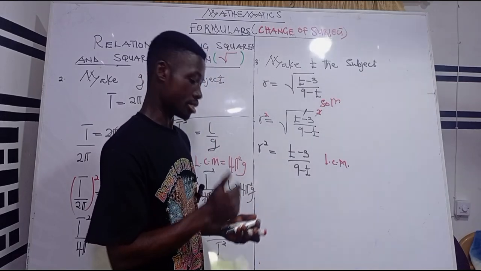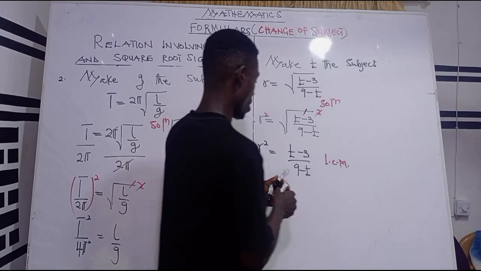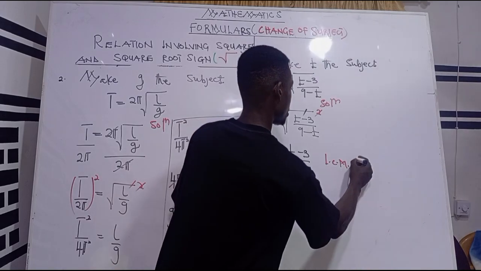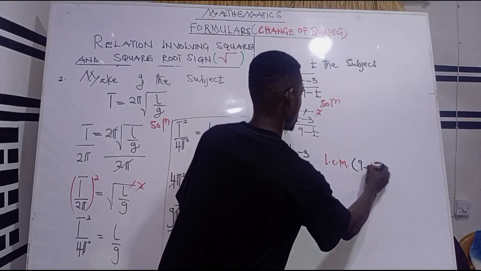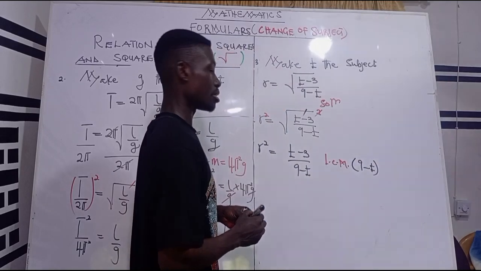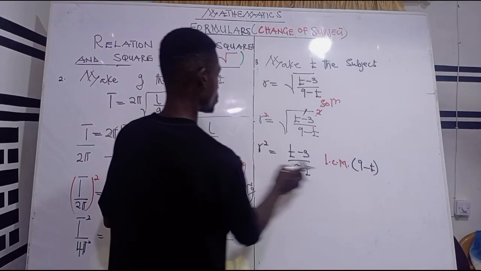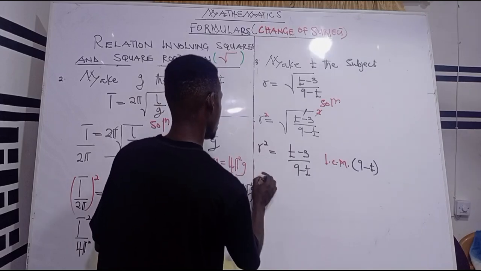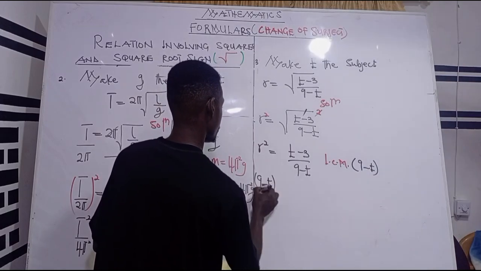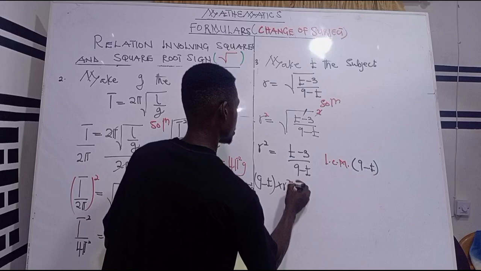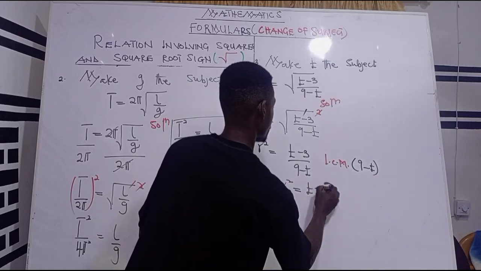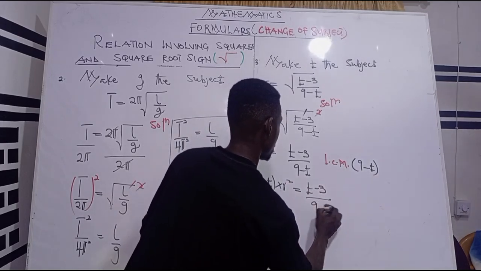I guess you are following. Good. So we know that our LCM is going to be 9 minus t. This is our LCM. So we are going to use the LCM to multiply both sides. We are going to get 9 minus t times what? R squared is equal to t minus 3 all over 9 minus t.